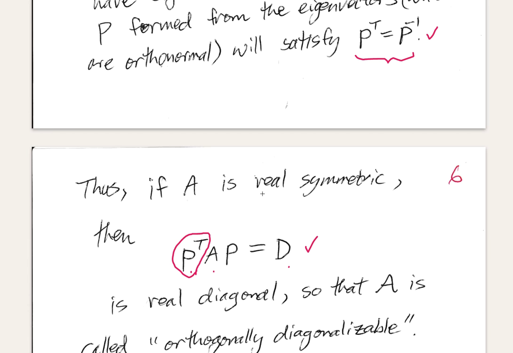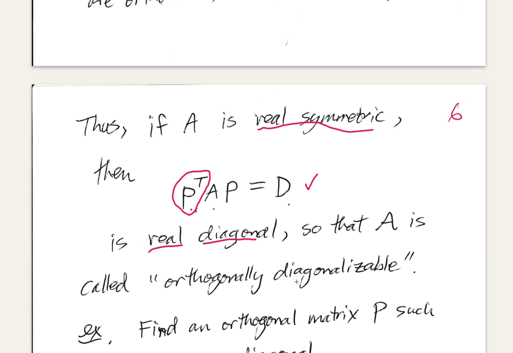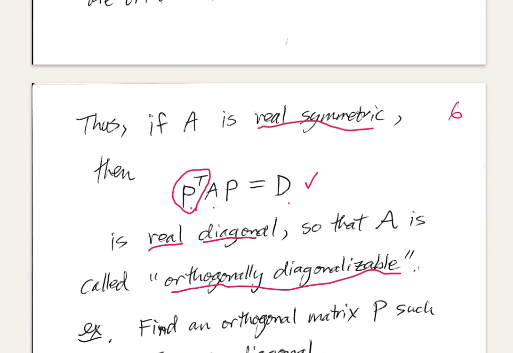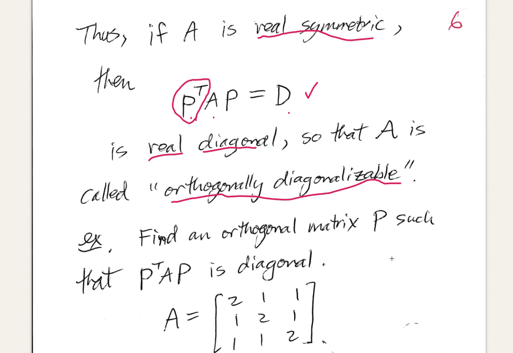So this is what we're saying: if A is real symmetric, then you can do this, and this is a real diagonal matrix. People usually call this orthogonally diagonalizable. Kind of a mouthful. Alrighty, let's take an example of this.